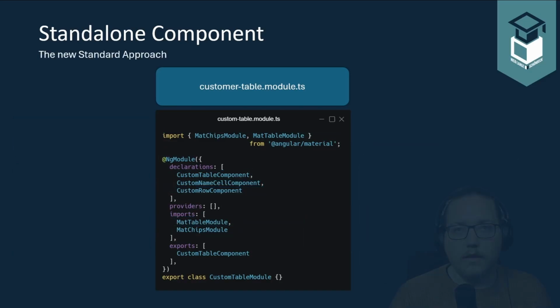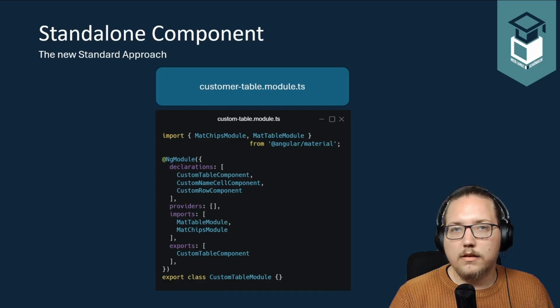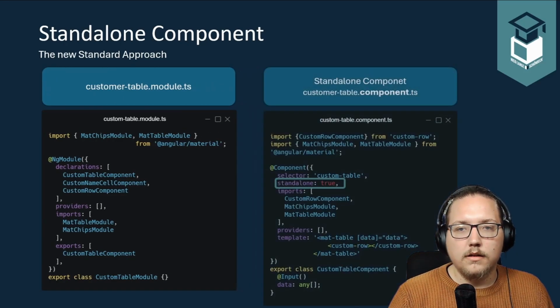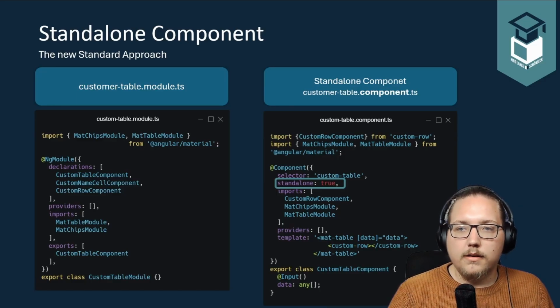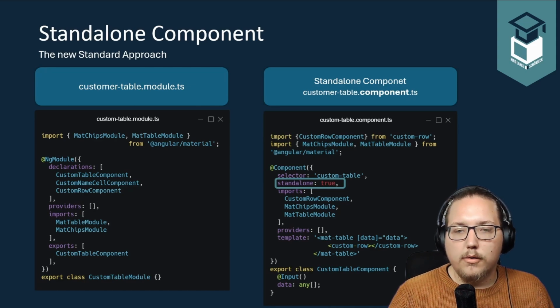So, and now we take a look at the new standard approach that you should choose in the best case. It's the standalone component way. You can make a component a standalone component if you're defining inside of the annotation of the component standalone equals true. That makes a component a standalone component.